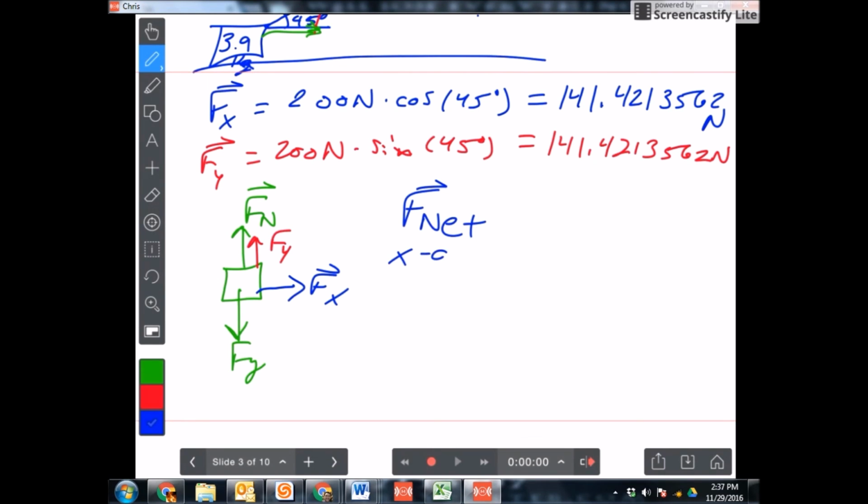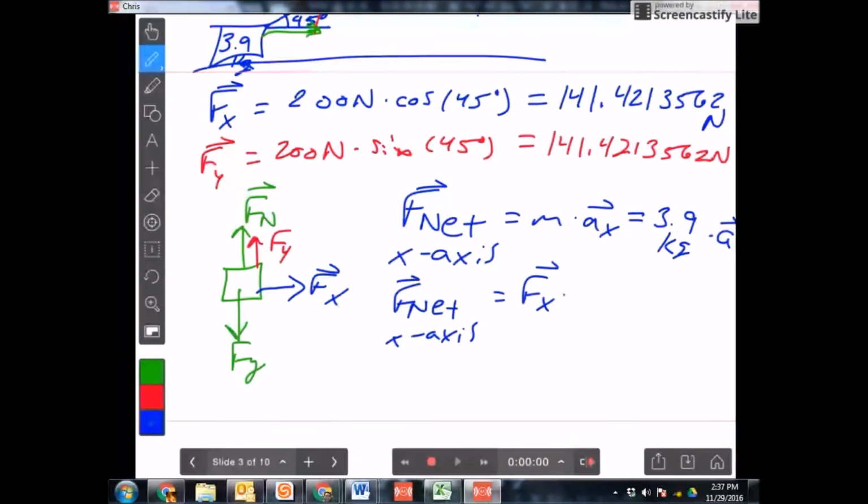So I'm going to say F net in the x-axis equals mass times acceleration in the x-axis. What's the mass? 3.9 kilograms times whatever the acceleration is. And then F net in the x-axis is the sum of all the forces. The only force in the x-axis is Fx, which we already found to be 141 newtons. Okay, so then what do I do? Set them equal to each other and solve for the acceleration. So the acceleration is equal to 141 point something divided by 3.9.